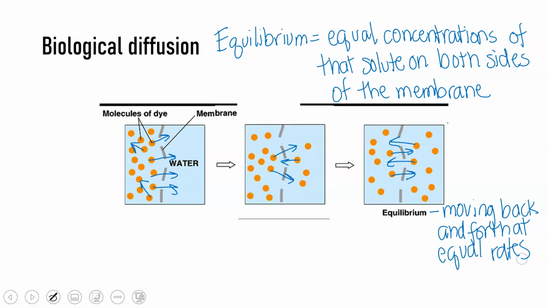Okay, and we can say that at equilibrium, the net or overall flow equals 0 because molecules are moving at the same rate in both directions. Okay? But remember, the molecules are still moving.